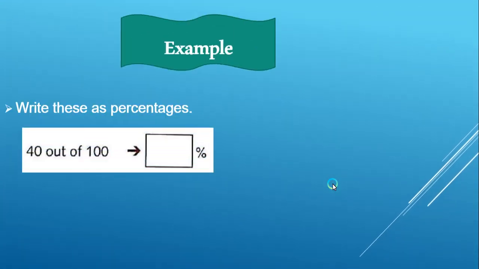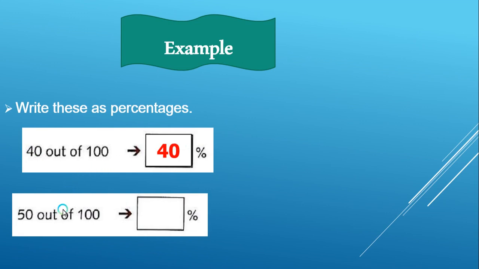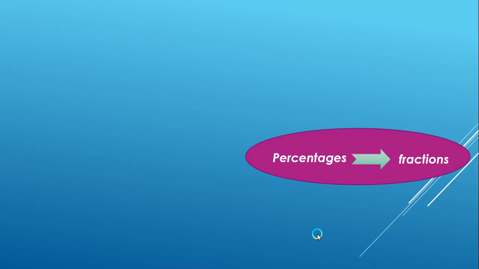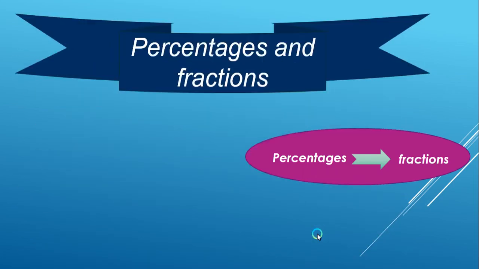Another example, write this as a percentage. This is a very easy and simple question. I have 40 out of 100, so you just write this 40 here. I will replace 100 by the sign of percent. Just copy this number and write it beside the percent sign. So 50 out of 100, this 100 will be replaced by this sign. I keep the same number. So percentages to fractions now.